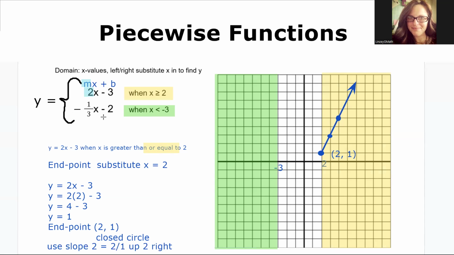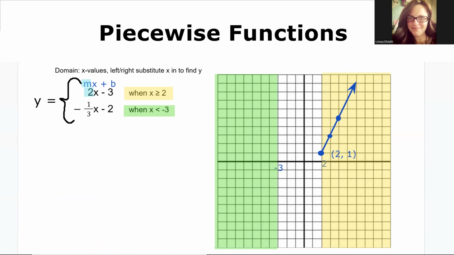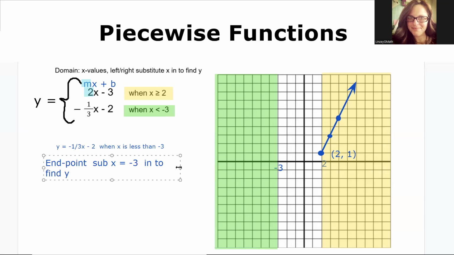Let's take a look at the second piece. The second graph, y equals negative 1/3 x minus 2 when x is less than negative 3. Let's take a look at finding the end point. Let's substitute x equals negative 3 in to find the y value of our end point.